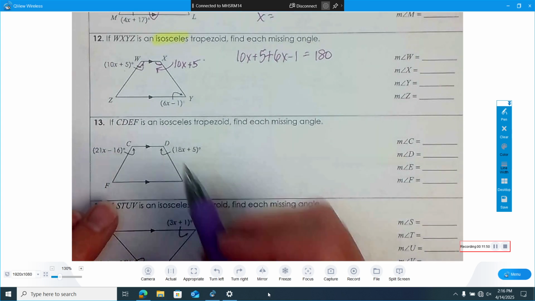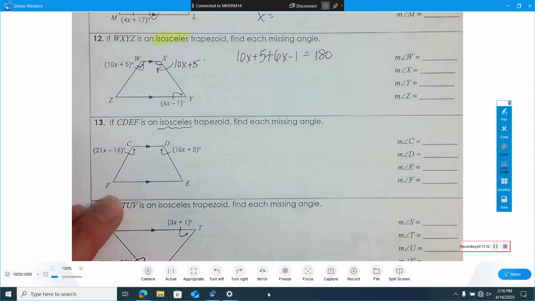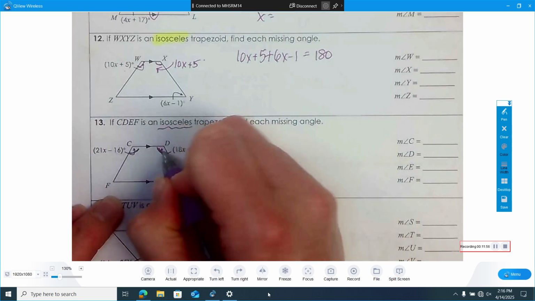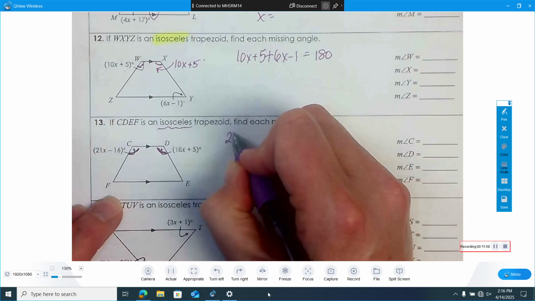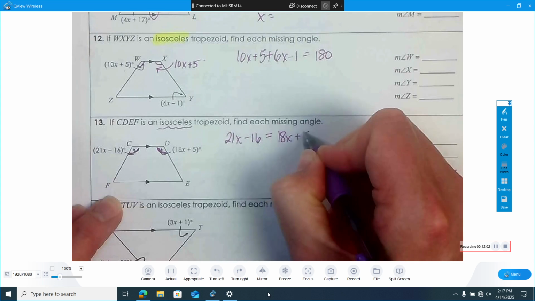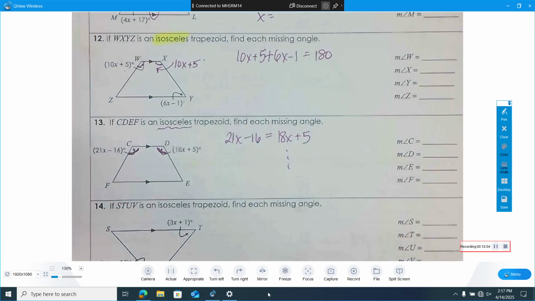They equal each other, yeah. Again, we have an isosceles trapezoid, which means the base angles are congruent. So 21x minus 16 equals 18x plus 5. Okay? Questions on those?